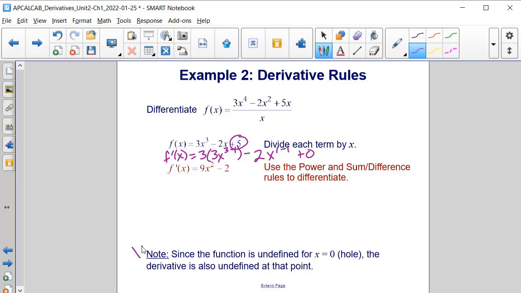It is also important to note that since the original function is undefined at x equals 0, because there's going to be a hole in the function, because there was that common x factor that we simplified or canceled out in both the numerator and denominator, that's a removable discontinuity or a hole. So the derivative will also be undefined at this point, x equals 0.